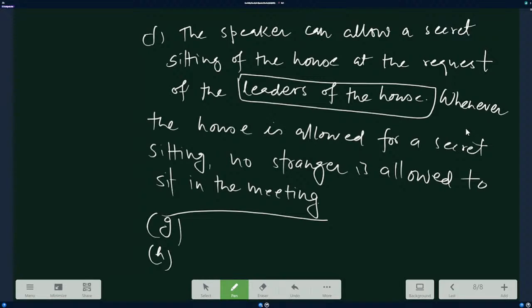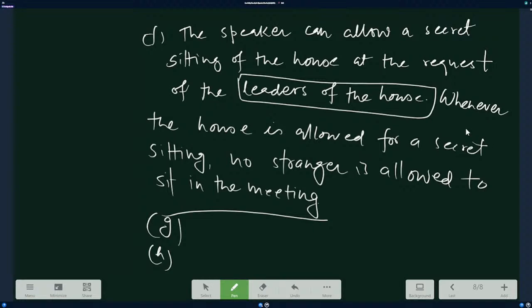Fine. Recently, one member of the UP assembly has been disqualified because of hate speech, and he violated RPA Act 1951. Do you know his name? Samajwadi Party, Azam Khan. Yes, Azam Khan's membership has been terminated, not suspended only. Suspension means he will come back again. Termination means go home, bye bye. So his membership was terminated by the Election Commission, and of course the final decision is taken by the governor.